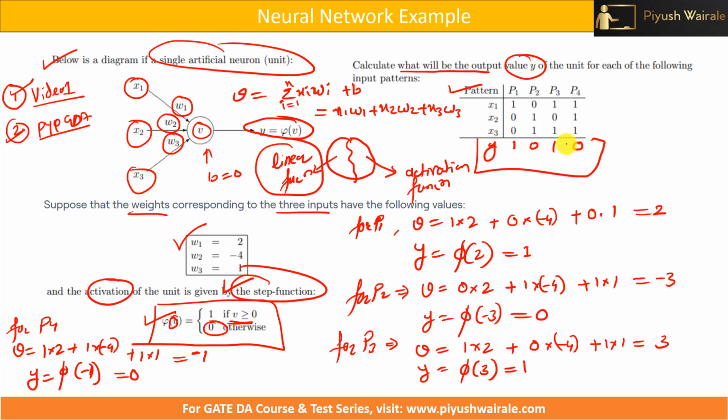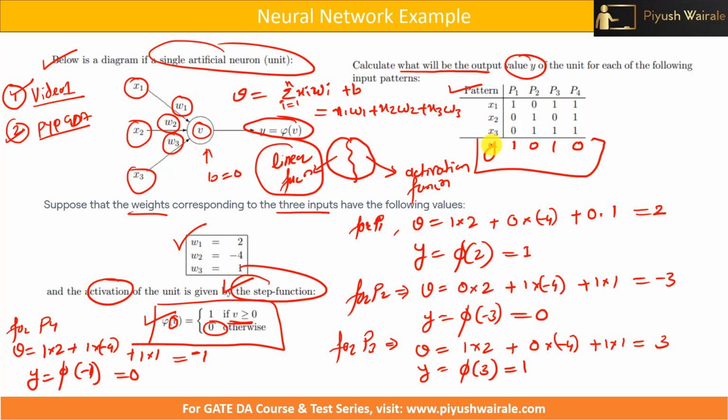In the GATE exam they can give this type of question, this type of input pattern, and the options will be like this: for P1 the value of y is 1, for P2 the value of y is 1. Which one of the options is correct? You need to proceed in this particular manner only. Simple, nothing in it, simple mathematics is there. But you need to understand how this neural network works. I hope you understand this particular solution.